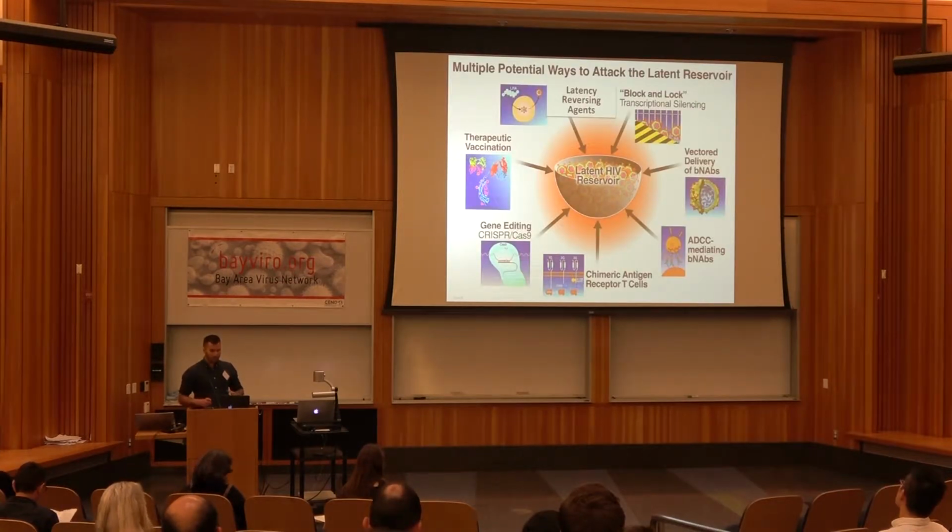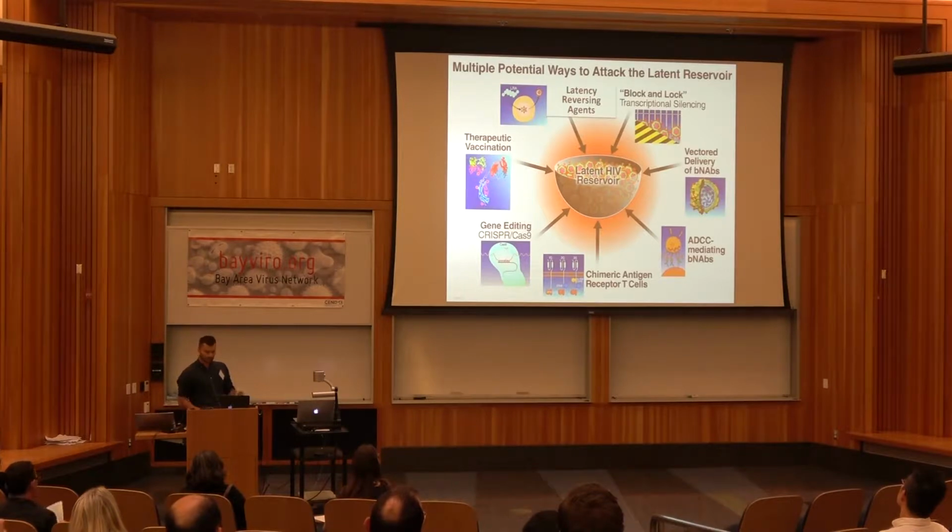There are multiple potential ways to attack the latent reservoirs. Multiple ways have been suggested so far: the use of therapeutic vaccination, of course, gene editing, chimeric antigen receptor, and many others. So the approach that I'm going to focus on today involves the use of the so-called latency reversing agents.